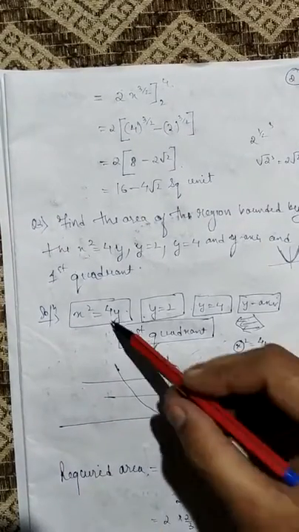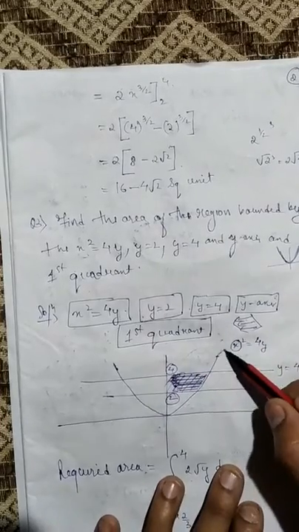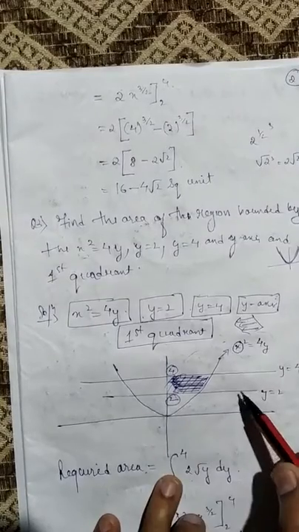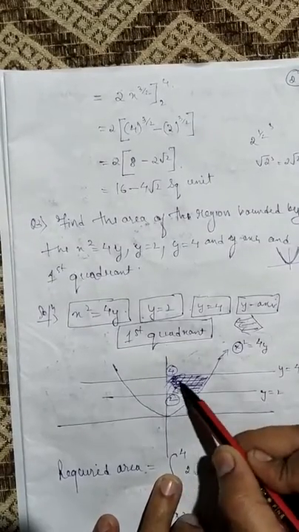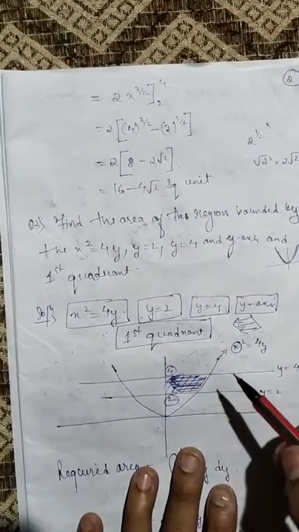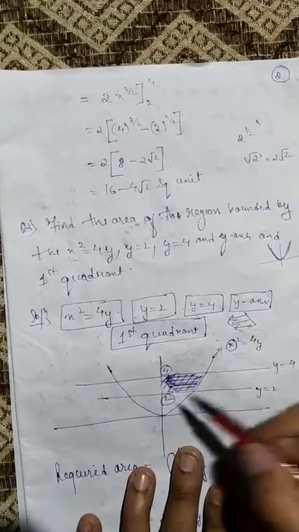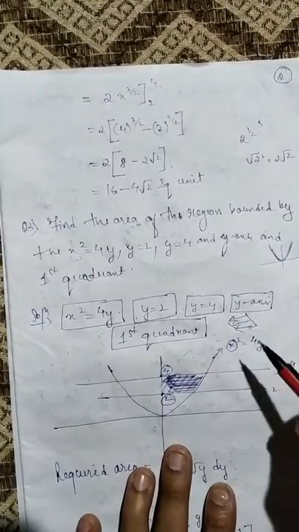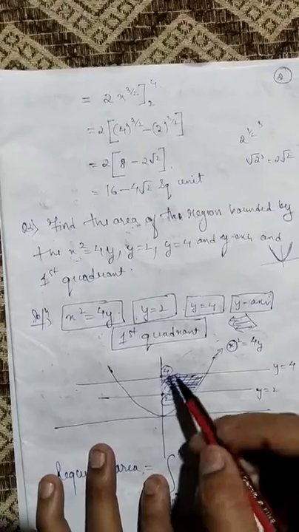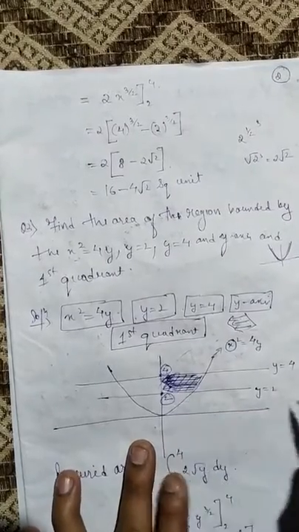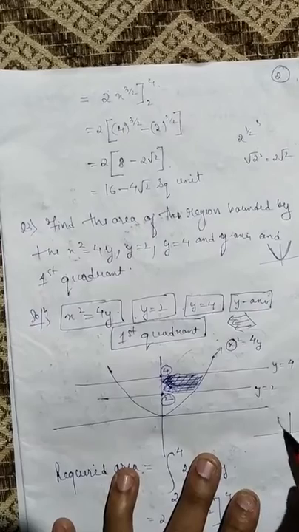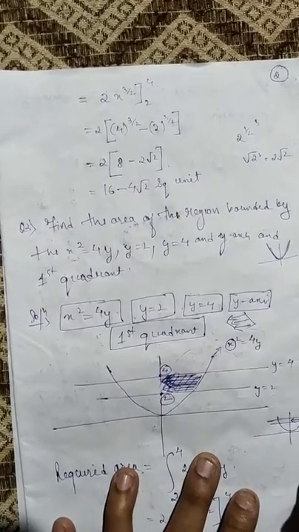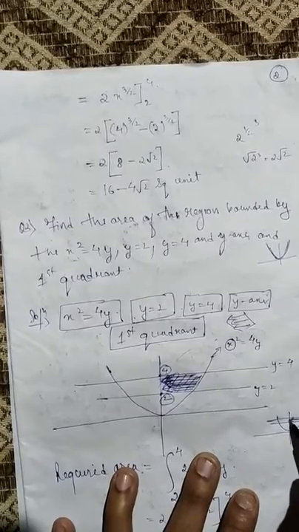Now what is the clue here? First thing, this is your parabola. Now y equal to 2, this is your y line. y equal to 2, y equal to 4, isn't it? This is your 2, this is your 4. Now see, we are going according to this. The diagram looks something like this, which means we are talking about this area. This area is touching the y-axis.